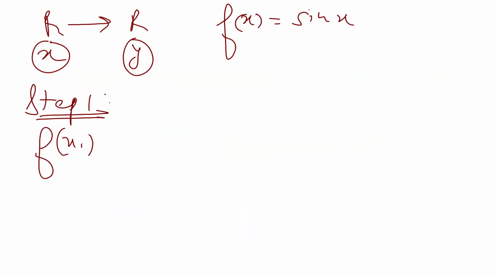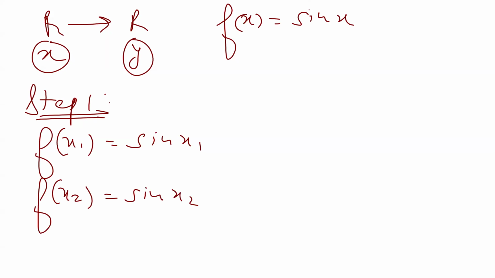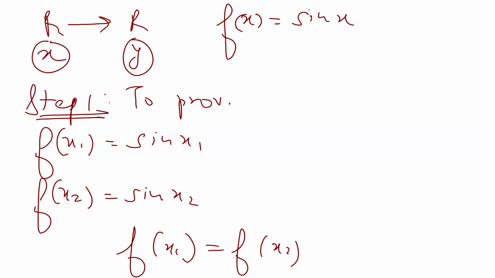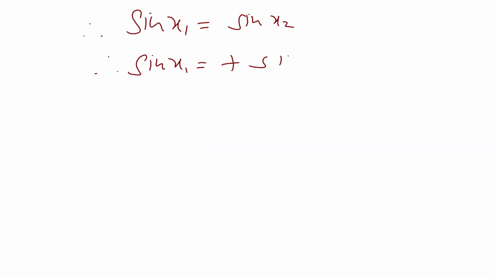f of x1, sin x1, f of x2, sin x2. f of x1 equal to f of x2. We are proving one to one. To prove one to one, extra problem. f of x1 is equal to f of x2. Therefore, sin x1 is equal to sin x2. Therefore, sin x1 is equal to plus or minus sin x2.